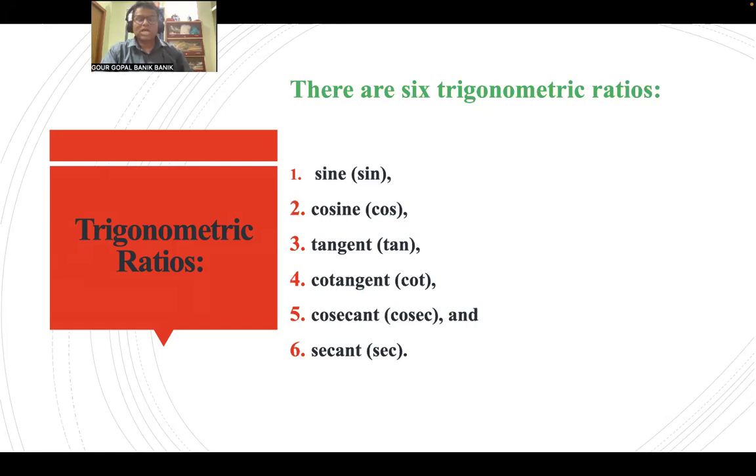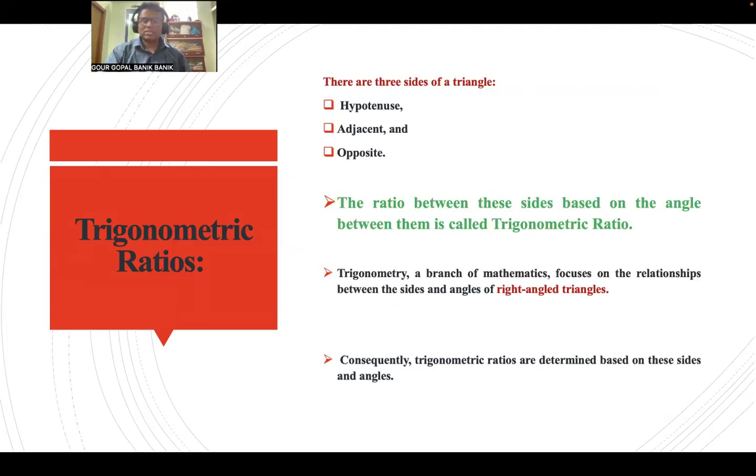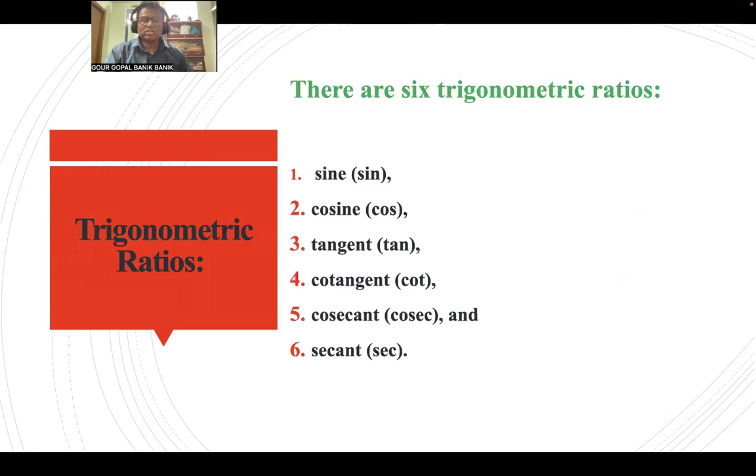Number 1 is sine. In short, you write sin. Then cosine. Cosine is written as cos. These are the 6 trigonometric ratios. Remember, how is it made? Based on 3 sides and 3 angles, 6 ratios can be found, and these are the 6 ratios. These are the names. Please remember, please commit to memory also.